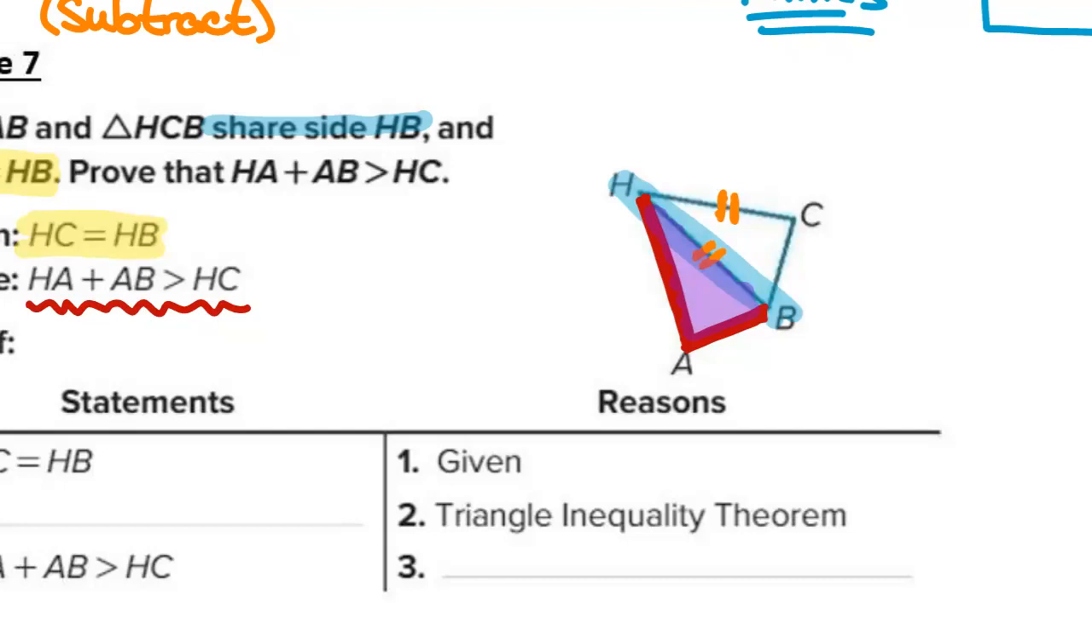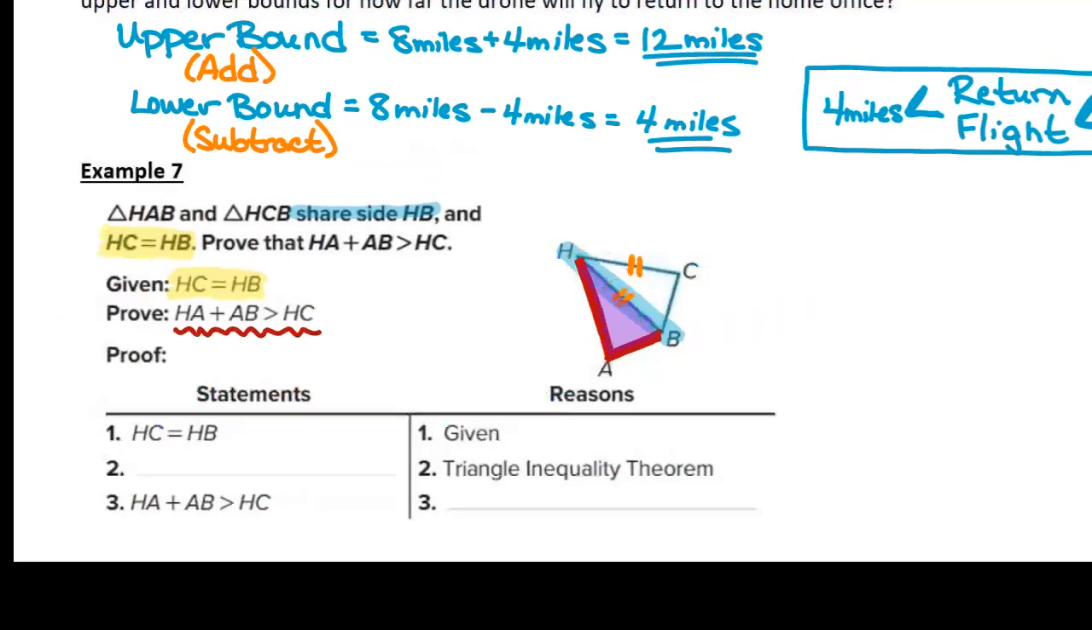What's the third side of the purple triangle? We have HA and AB. What's the third side of the purple triangle? HB. Well, it tells me here that my reason is triangle inequality theorem. The triangle inequality theorem is what we learned today, where any two sides of a triangle have to add up to be bigger than the third side. So I can't jump right here because HC is not a side of the purple triangle. But I can look at the three sides of the purple triangle, HA and AB. Those should add up to be bigger than HB, than this side.